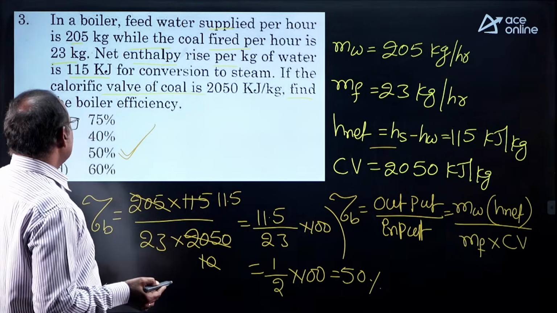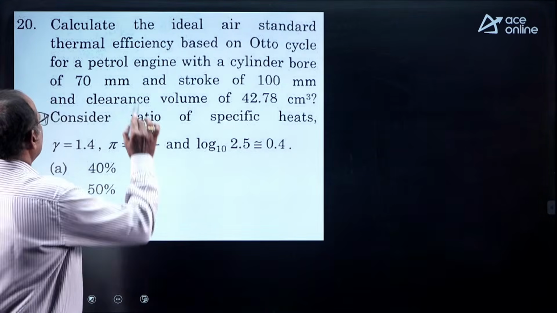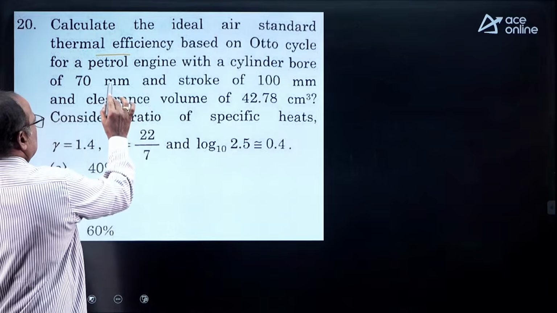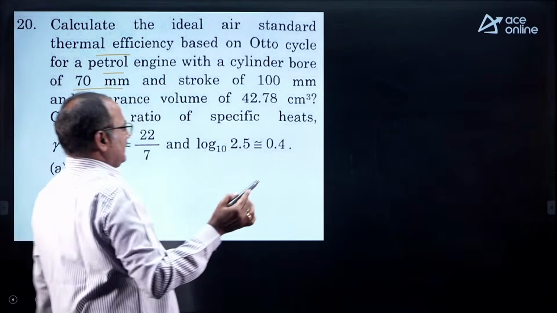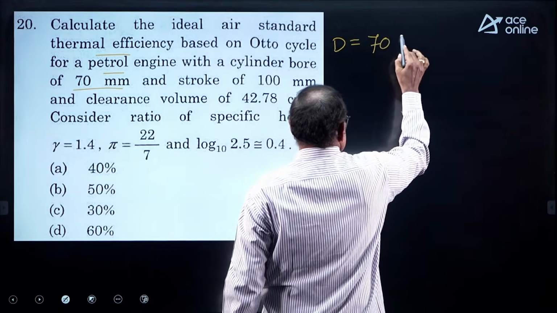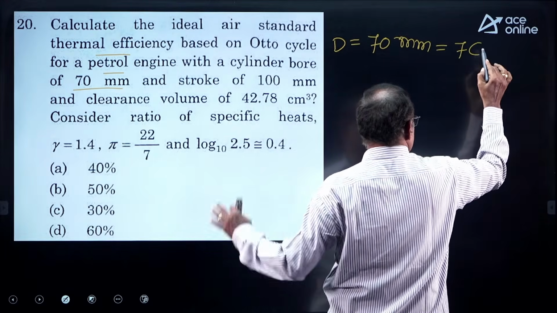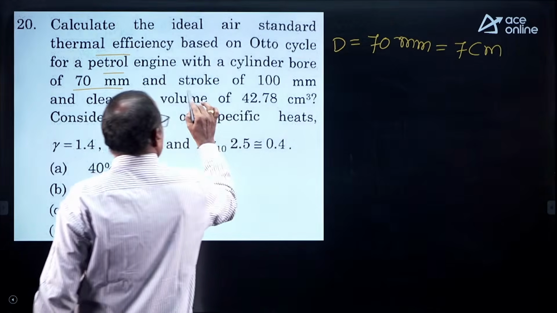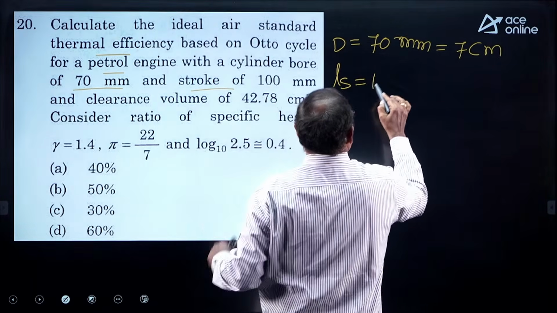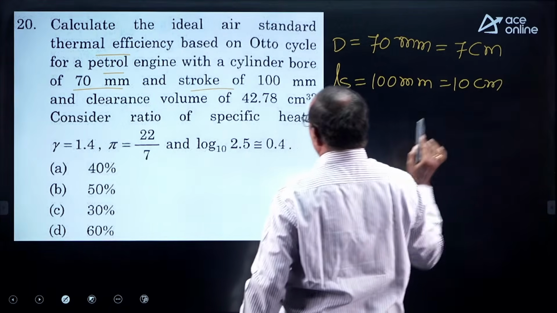Very simple question. Similarly, look at another question asked on the Otto cycle. Calculate the ideal air standard cycle efficiency of the Otto cycle for a petrol engine. The cylinder bore, the internal diameter D, is given as 70 mm. I am converting it to centimeters because the clearance volume is given in cubic centimeters. The stroke length, the piston displacement length, is given as 100 mm, that is equal to 10 centimeters.